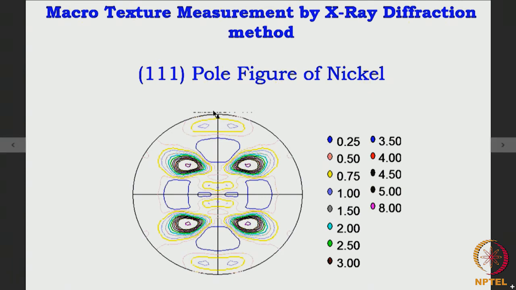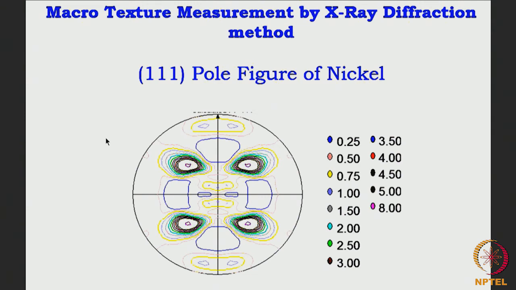This is the rolling direction, this is the transverse direction, and this is the normal direction. All these different colors talk about the densities of the poles over here in terms of multiples of random. Now, this is the kind of experimental pole figure we obtain by measuring the 1-1-1 poles of nickel. Now, what kind of texture must the material possess? How do we know that?